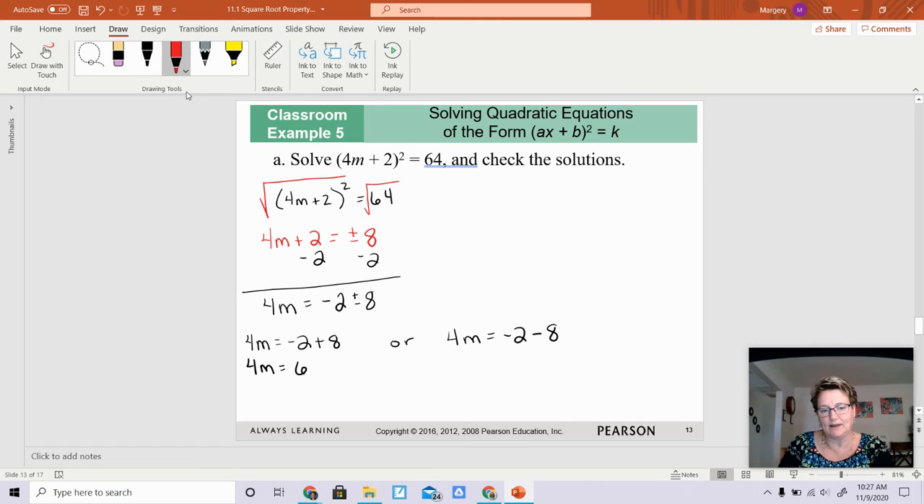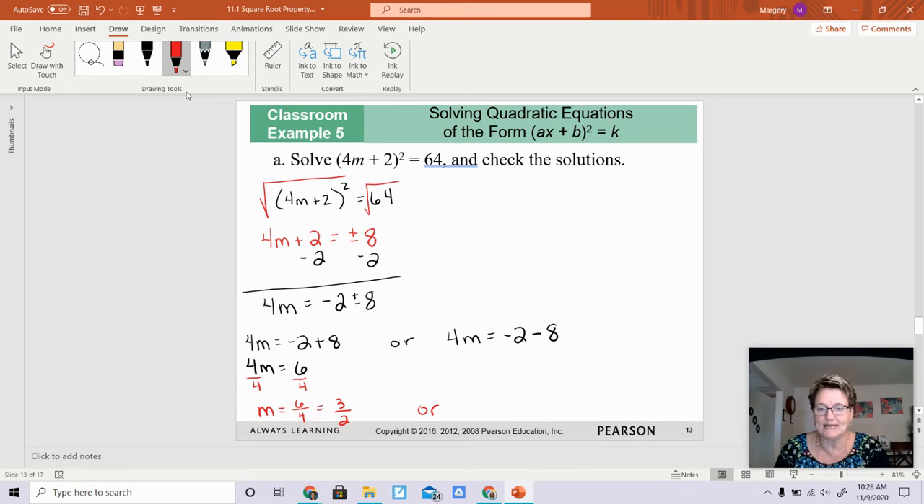Now I'm going to divide by 4. Whatever you do to one side, you must do to the other. And I'm left with m equals 6 over 4. Now I notice that they both share a 2, so my actual answer is 3/2.